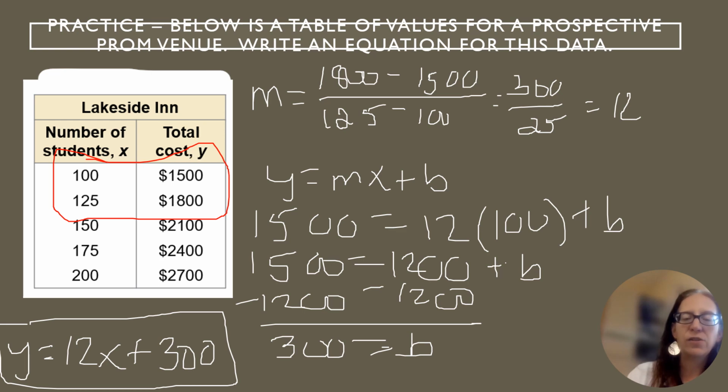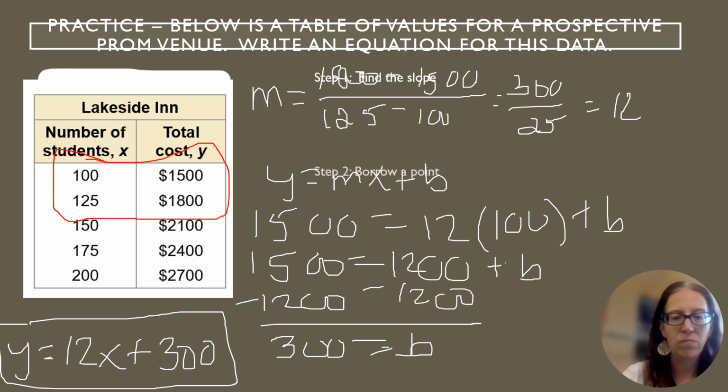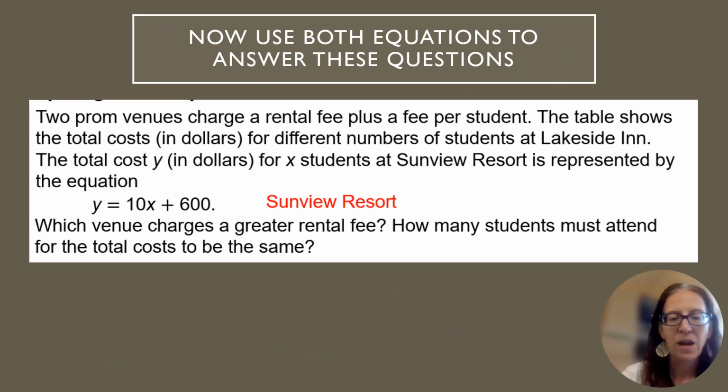Now, on the next slide, we're going to interpret this. What does the 12 mean? What does the 300 mean in the context of this problem? So y equals 12x plus 300. Oh, whoops. I have stuff on there. I had no idea that was there. So what did we have? y equals 12x plus 300.